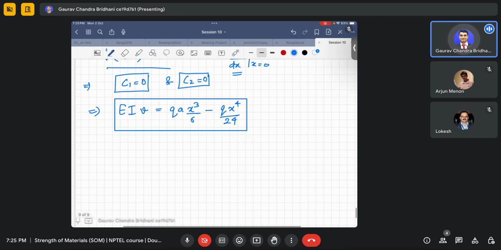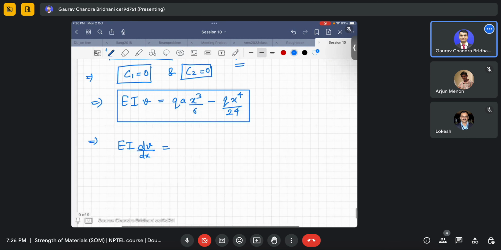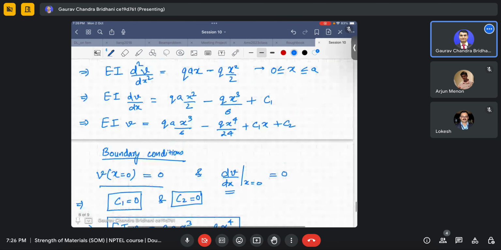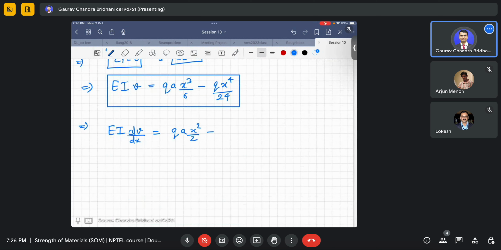And similarly the equation for slope is EI dV by dx is equal to QA x square by 2 minus Qx cube by 6. So this is for slope.